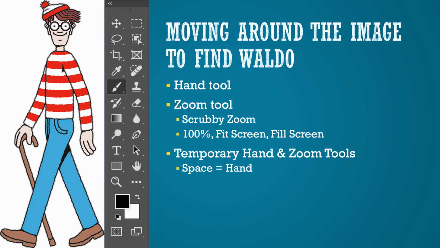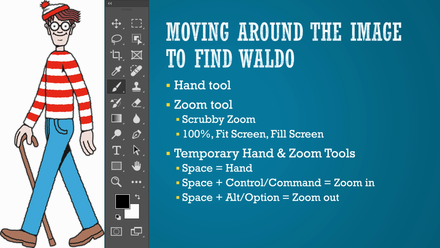Press the spacebar to activate the Hand tool. Press the spacebar and then add Control or Command to activate the Zoom In tool. Now, note to Mac users, you'll want to make sure to hold down the spacebar first and then add the Command key. Otherwise, the computer will activate Spotlight, which is a universal search function built into the Mac OS. Press the spacebar and then Alt or Option to activate the Zoom Out tool.